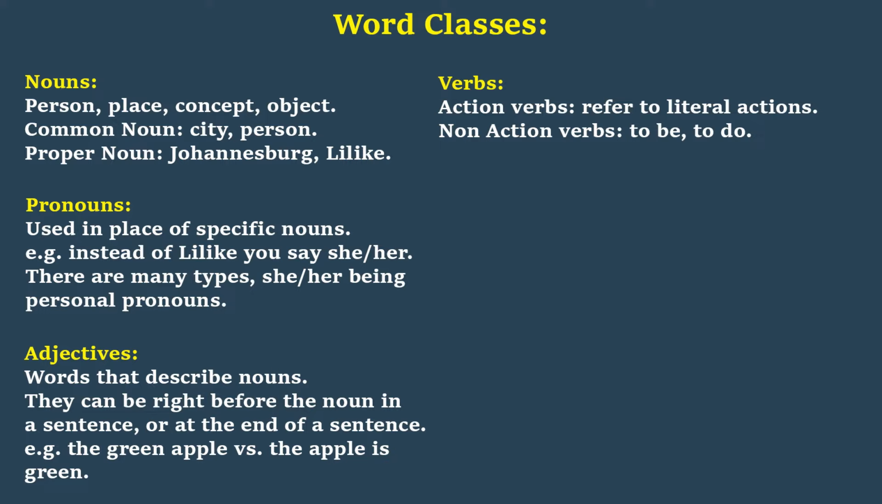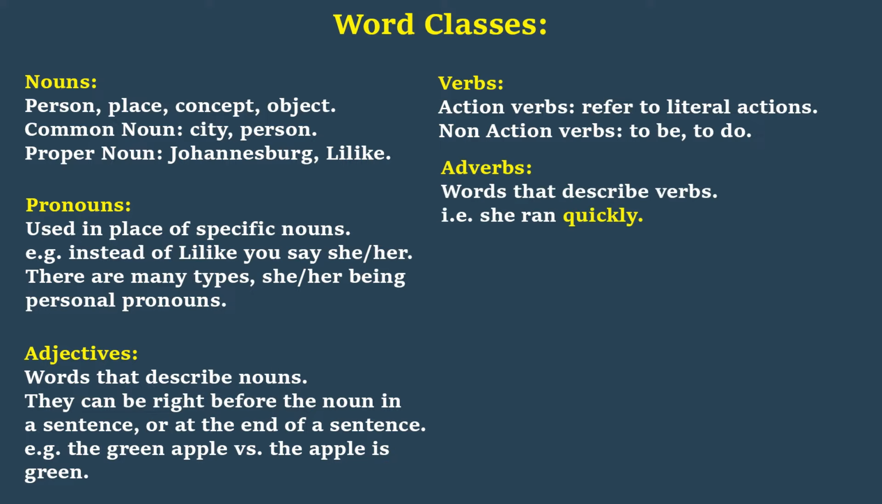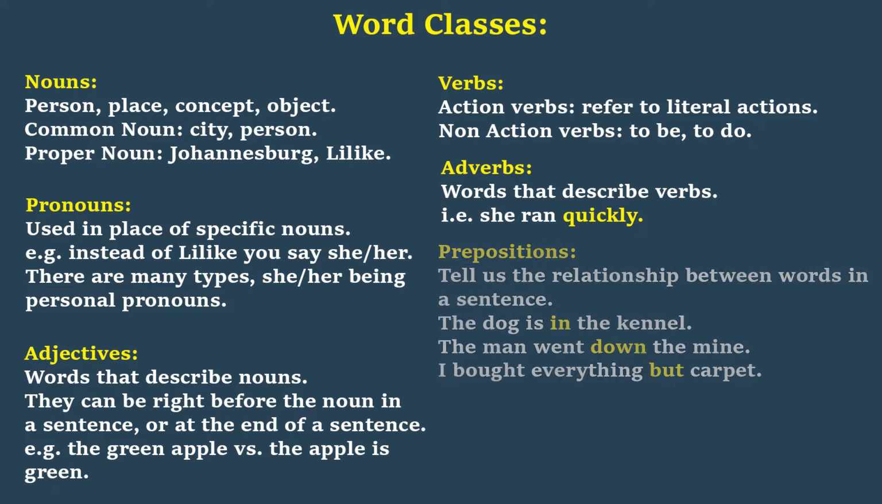Then following verbs, we have adverbs, which are words that describe verbs. So for example, in the sentence, she ran quickly, quickly would be the adverb, right? So an adverb is always describing the verb. Next up, we have prepositions. These tell us the relationship between words in a sentence. For example, the dog is in the kennel. The man went down the mine. I bought everything but the carpet.